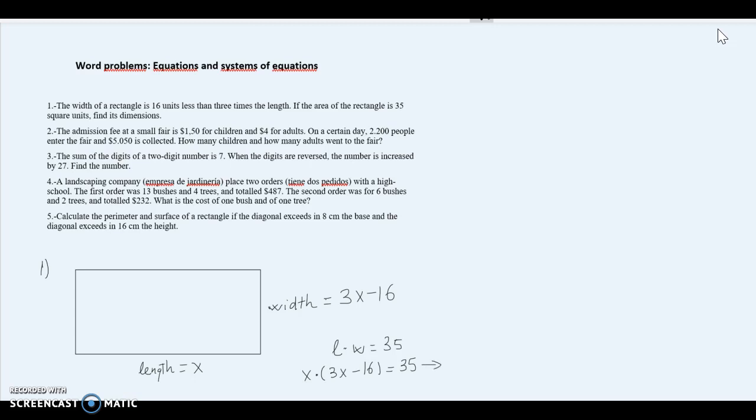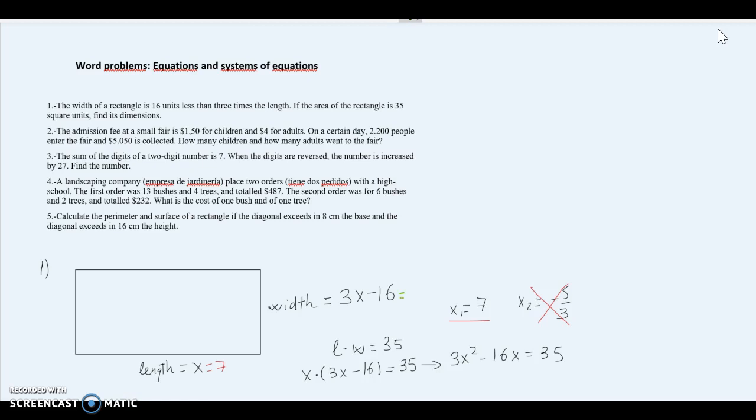So I'm going to multiply the brackets. So I have 3x squared minus 16x equals 35. The solutions for this quadratic equation, you can solve this with the formula, okay? So the first solution is 7, and the second solution is minus 5/3. Obviously, we cannot take the negative solution because this is not a side. A side is not negative. So our solution is 7 for the length.